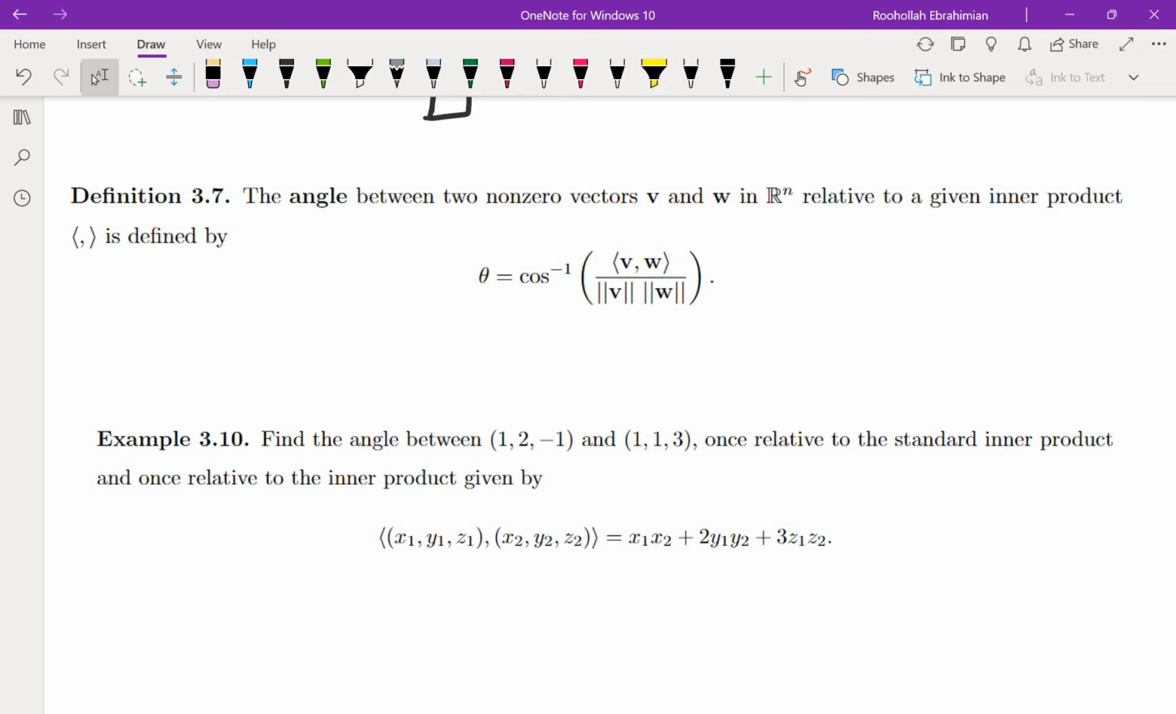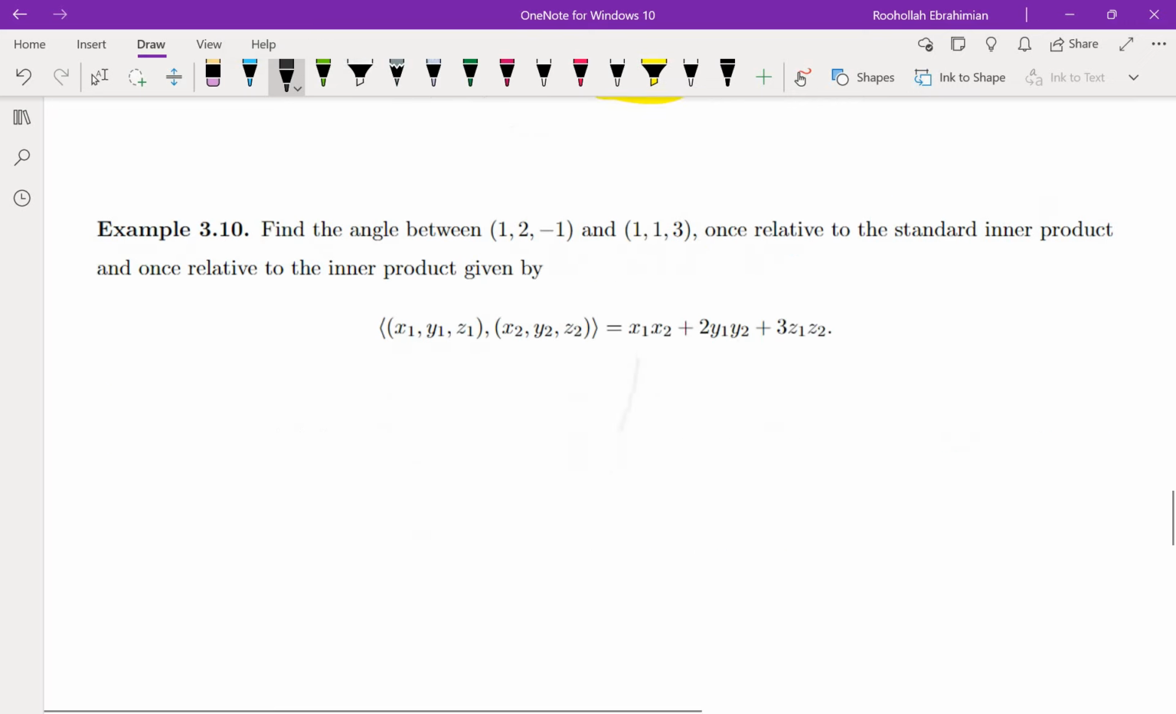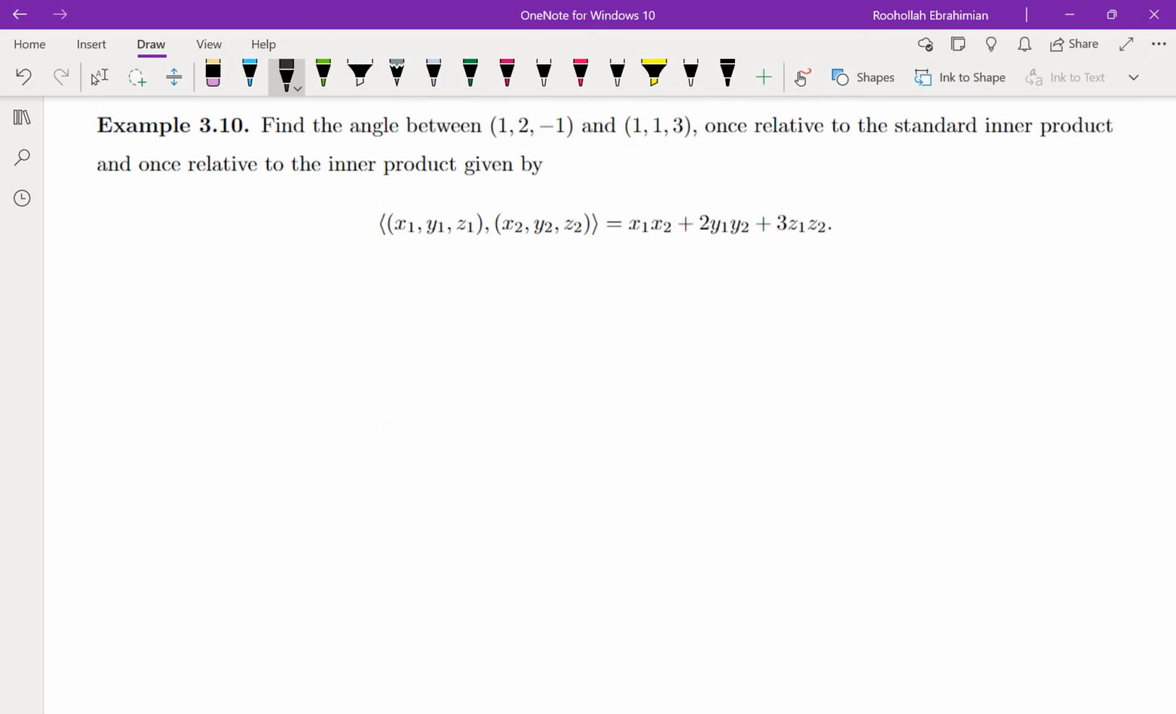Okay, so that's nice. Now that we have this inequality, we know this quantity, the inner product of v and w divided by the norm of v, or length of v, times the length of w, is always between -1 and 1. Since this quantity is between -1 and 1, we can take its cosine inverse, and that would give us the angle between two vectors. So the angle between two non-zero vectors v and w in Rn relative to a given inner product is defined by the cosine inverse of the inner product of v and w divided by the length of v times the length of w.